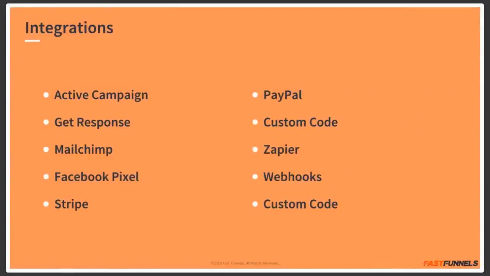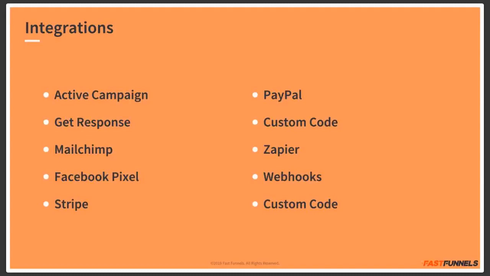So the one that stands out perhaps amongst all of those is Zapier. So Zapier is now active. If you are a paying subscriber of FastFunnels, you can request an invitation to our beta Zapier program, and then you can be up and running using Zapier straight away. We link up with ActiveCampaign, which is obviously a great emailing system, GetResponse, MailChimp. You can import your Facebook pixel very easily into any funnel or website.